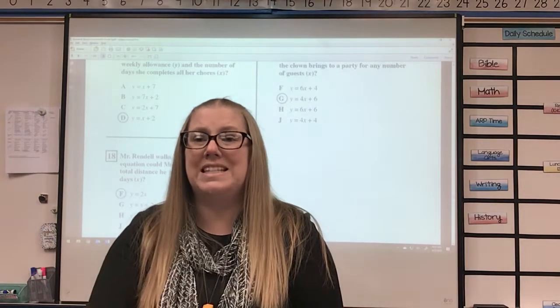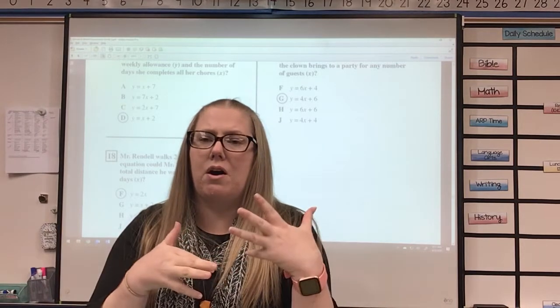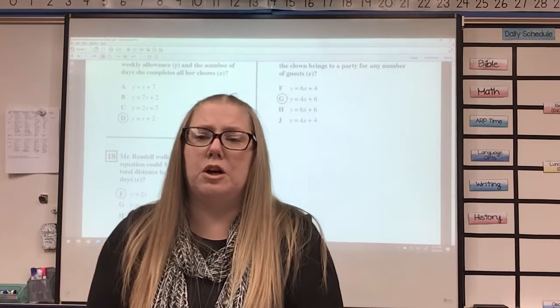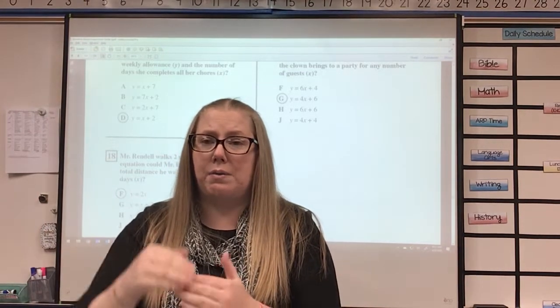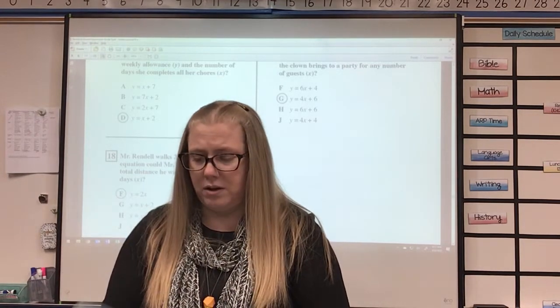On number 7, I want you to remember that other points can be on a line besides the points that are given. And also, don't let fractions freak you out. If I gave you a half, that would be between 0 and 1, okay?